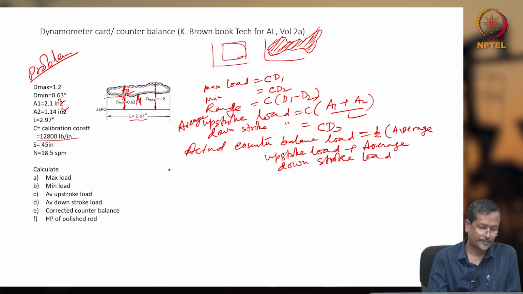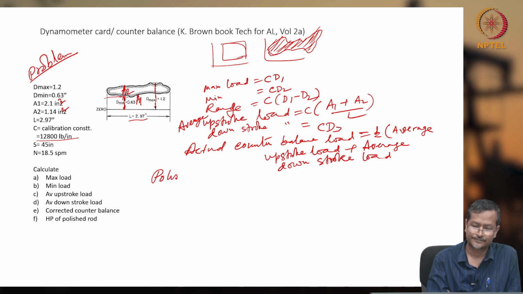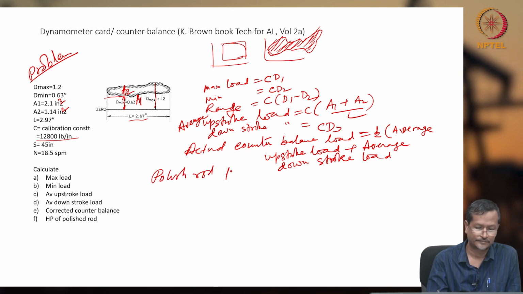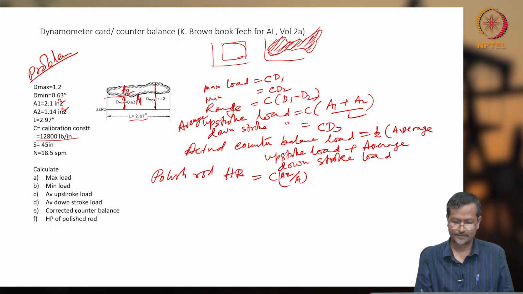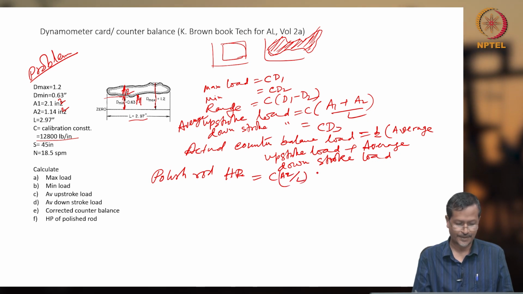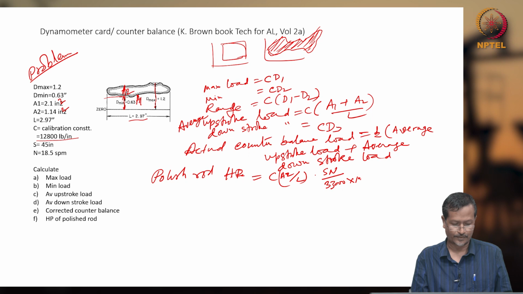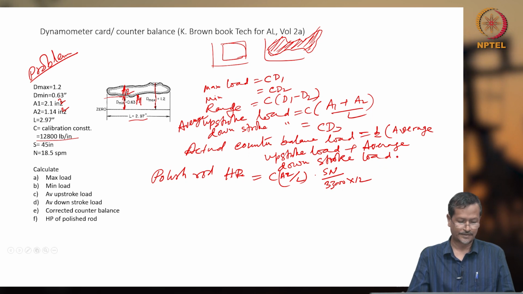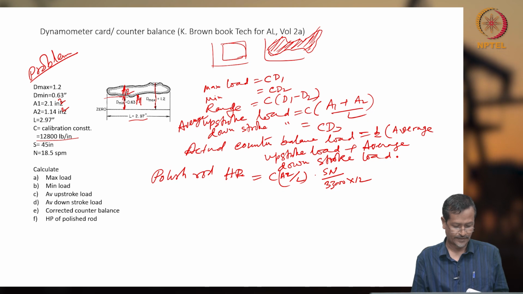The polished rod horsepower will be C A2 by L into S N divided by 33000 into 12. L is the length of the card, S is the stroke length, N is SPM.